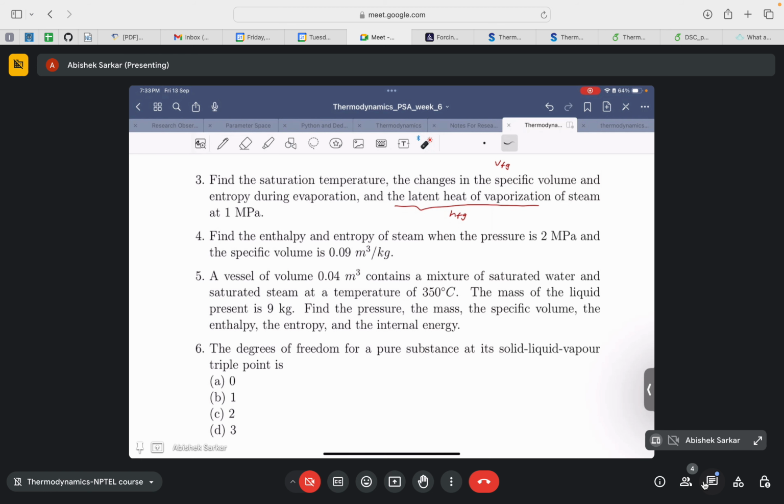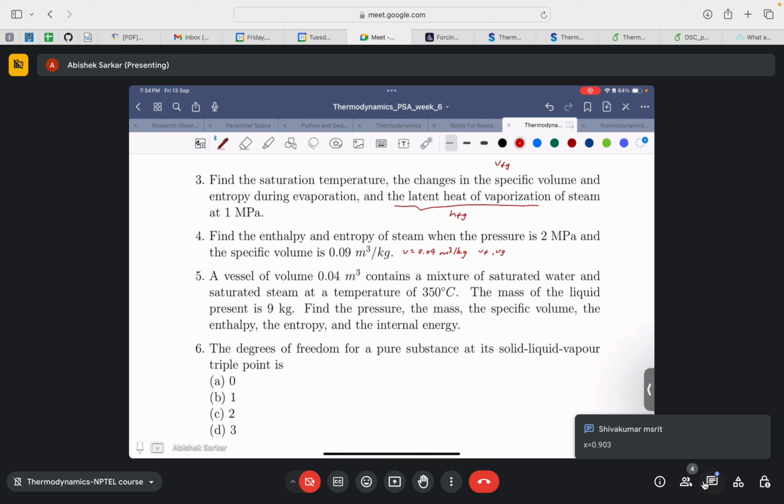So now you can use the steam table to find the specific volume and the other corresponding thermodynamic properties. Since you know v is 0.09 meter cube per kg, and you know Vf and Vg, you can use this formula. You need to find x.